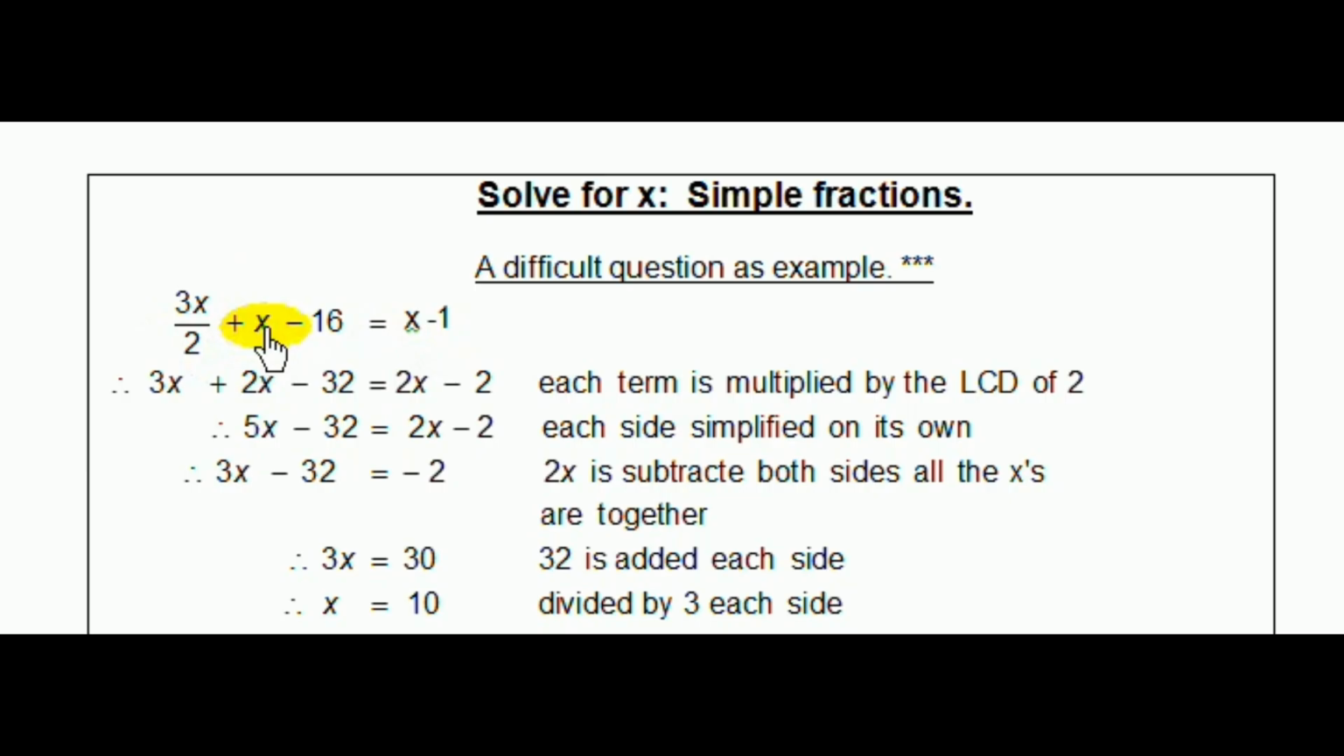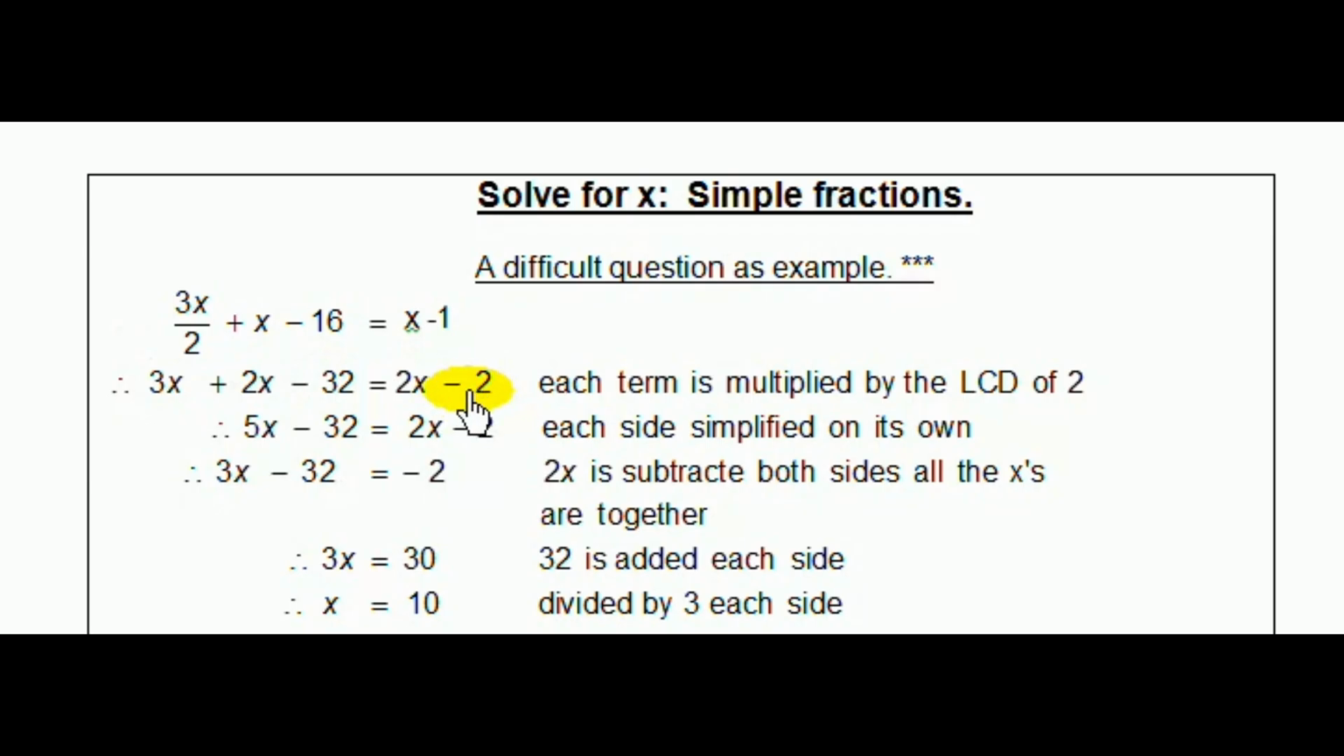The second one multiplied with 2 will give you 2x. That one will give you 32. And both of them as well. x times 2 is 2x, and x times minus 1 is minus 2. And when you look at this part of your question now, it'll look the same as all the previous ones without the fraction. I got rid of the fraction by multiplying with the LCD.